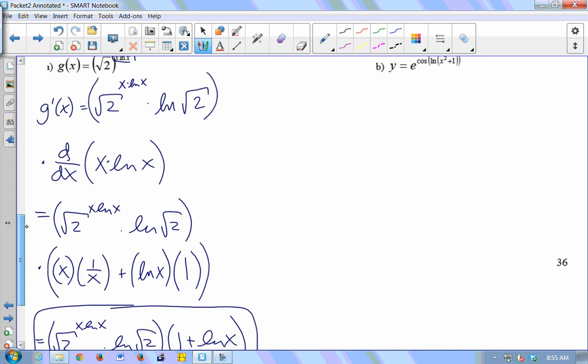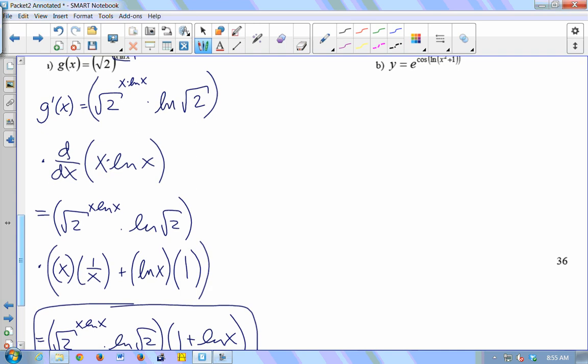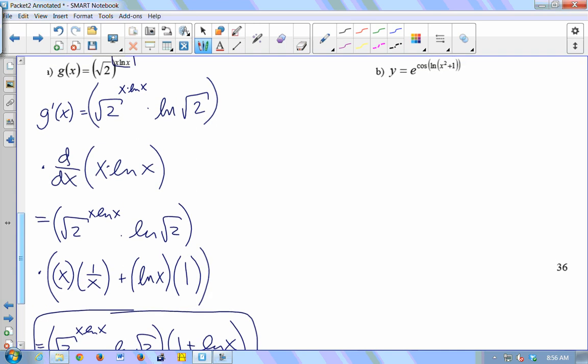All right, let's look at e to the cosine of the ln of x squared plus 1. Okay, what's my outermost function? E to the x. Okay, so that's what I start with taking the derivative. That is e to just a whole bunch of garbage, right? Think of that as e to just a bunch of stuff. The derivative of e to some stuff is e to the stuff times the derivative of the stuff.